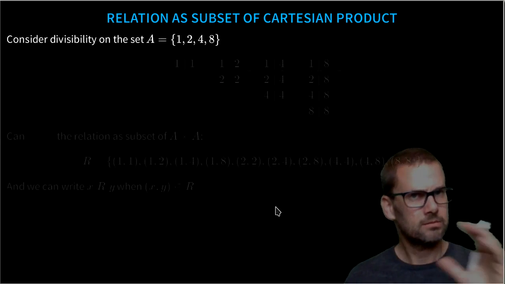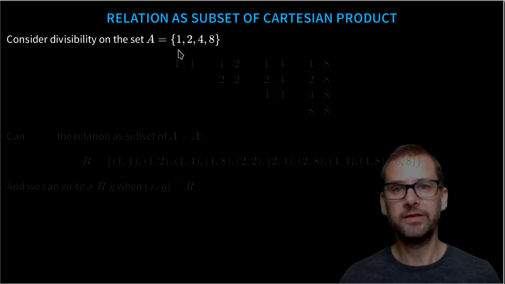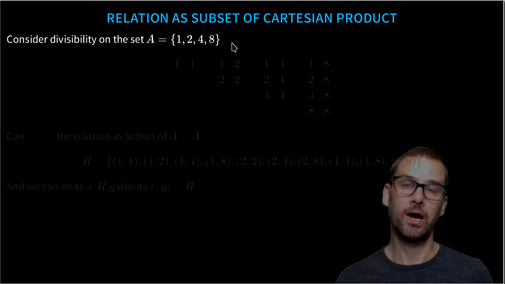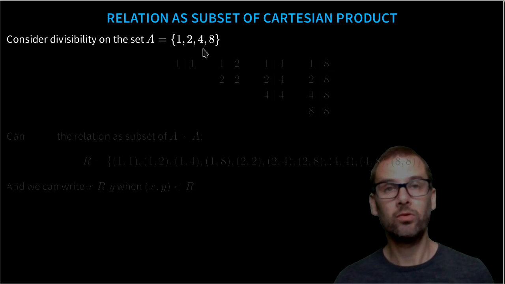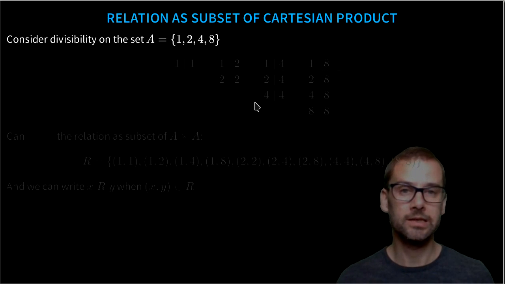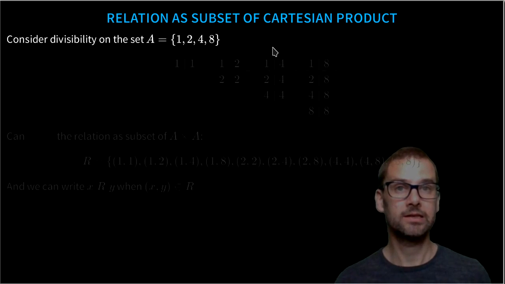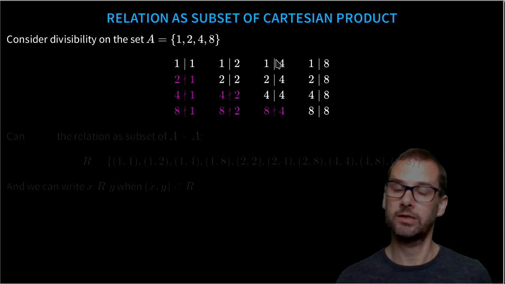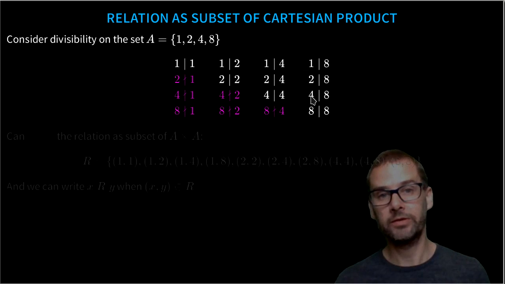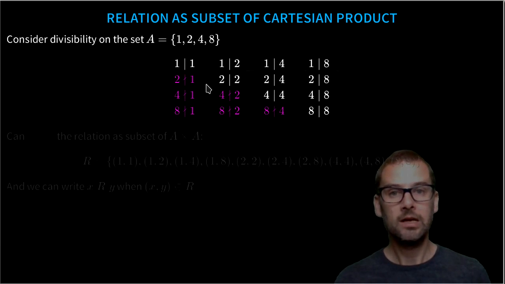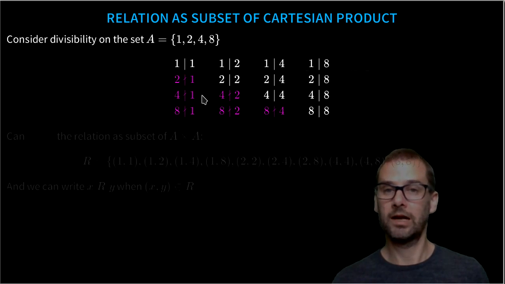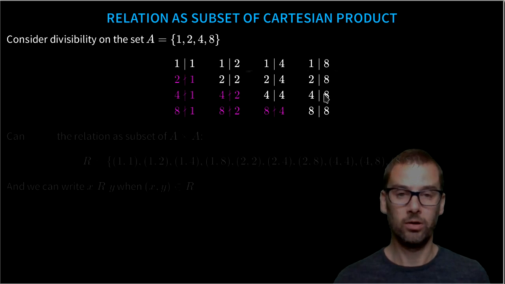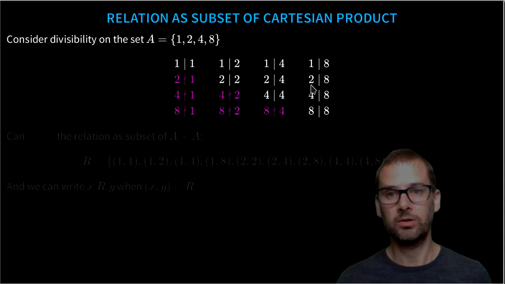Now, let's dial it back a little bit and just consider divisibility on this set A of integers 1, 2, 4, 8. And we can summarize all the divisibility conditions between pairs of elements in the set A with a nice little table like this. So we know 1 divides 1, 1 divides 2, 1 divides 4, and so forth. 4 divides 4, 8 divides 8. On the other hand, 2 does not divide 1, 4 does not divide 1, 8 does not divide 4. And so we could summarize things in a table like this.